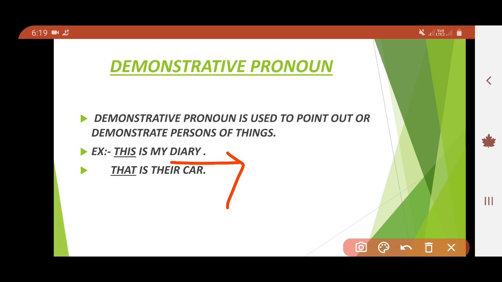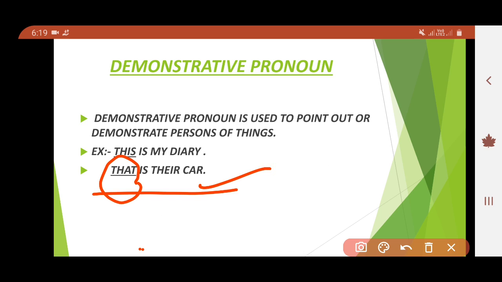Okay, next example, that is their car. Okay, that is their car. So that demonstrative pronoun is used here to demonstrate this car. How? By writing here their. Okay, this is their car. Whose car is this? This is their car. Now that is used to demonstrate this car or their car more clearly. Okay, with the help of demonstrative pronoun we can point out or demonstrate any person or things clearly.